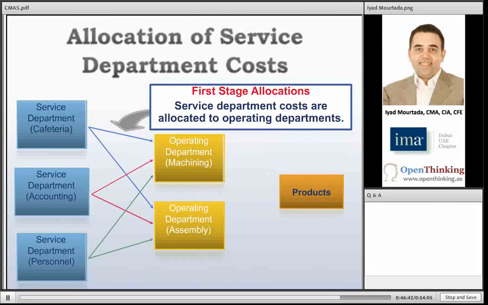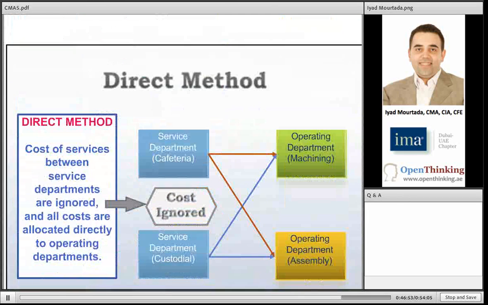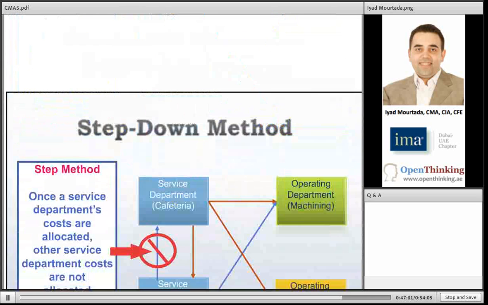One of the methods that we use is first stage allocation. We look at all these service departments and allocate all their costs to the departments. After that, we take all these departments and allocate the cost to the product. One of the methods that we use is called the direct method, which is very easy. Take the service department, allocate the cost to all the operating departments, and ignore the cost between the service departments.